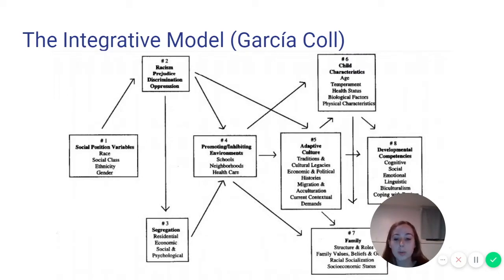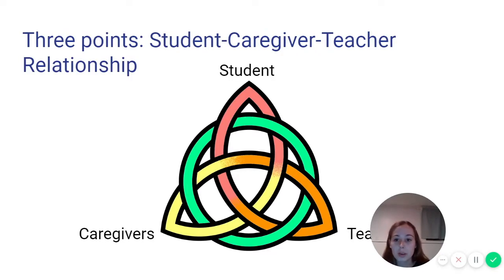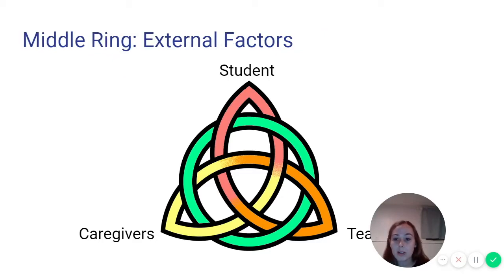So we want to use both of these models, but also give you teachers a more simple symbol to keep in mind. And that's this, the triquetra, which we would call a relational framework. So we envision the 3 points as the students, the caregivers, and the teachers. Their relationship, you can see they're knotted together. They're all integrated. And then this green ring around the middle are the external factors.